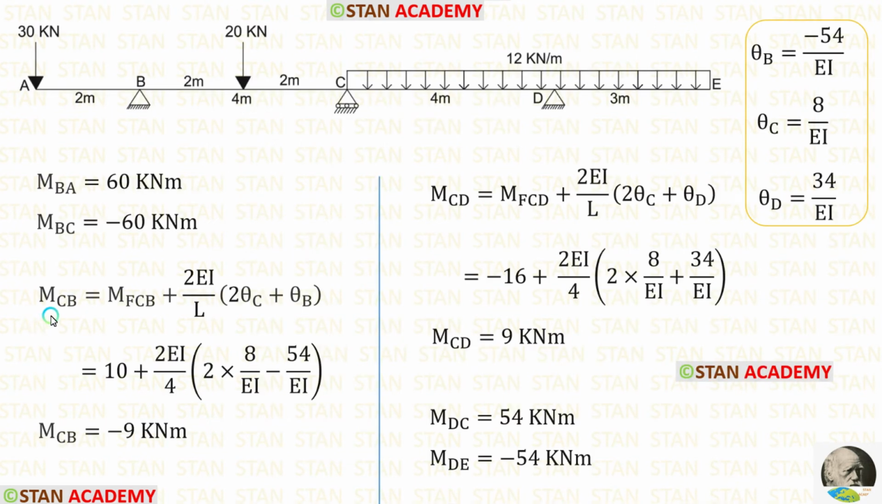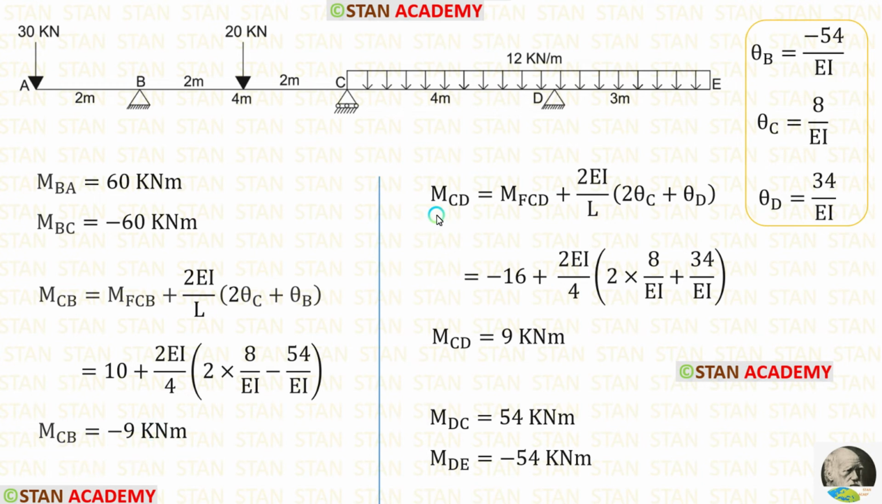First, let us make the slope deflection equation for MCB. In this equation, let us apply the fixed end moment. Length of CB is 4. Let us apply that. After applying the values of theta B and theta C in the equation, we are getting MCB, which is equal to minus 9 kilonewton meter.